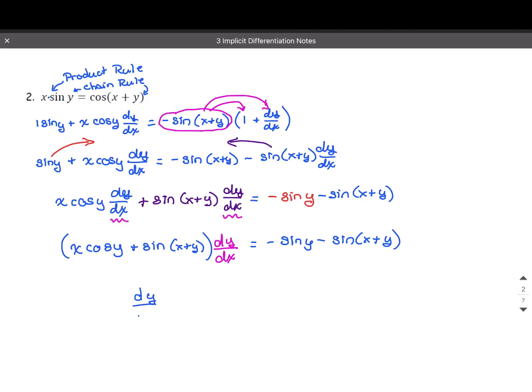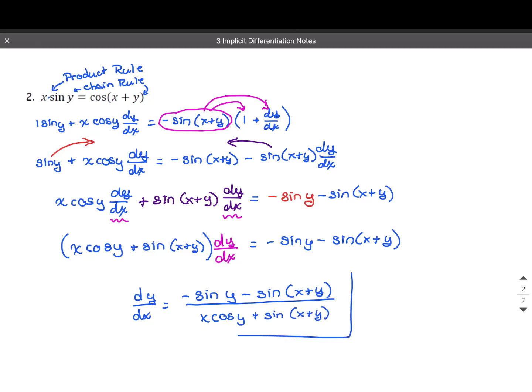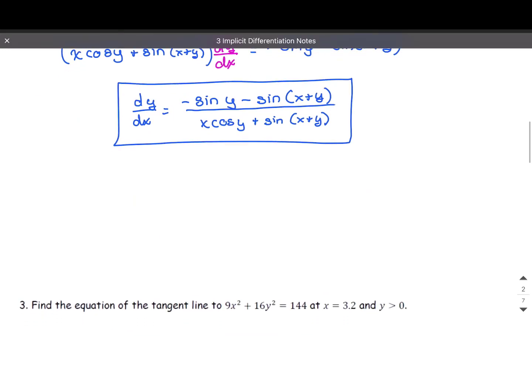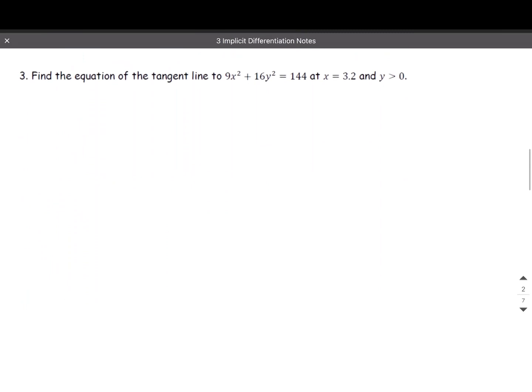And the last step to solve for dy/dx is to divide. So I have negative sine y minus the sine of (x plus y) all over x cosine y plus sine of (x plus y). Wow. Beautiful.